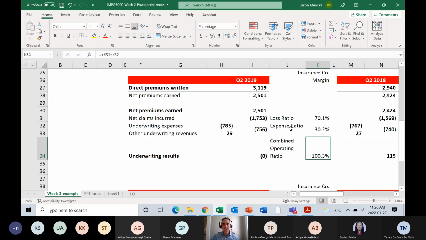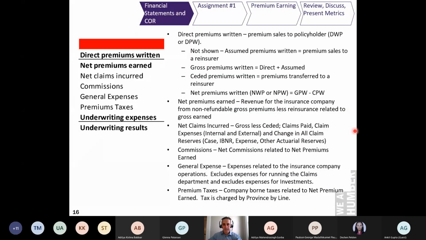Hi, Professor Ankit here. I have a question. What components does the difference between the direct premiums written and the net premiums written include? Okay, the difference between direct premiums written and net premiums. That's right on our slide, the next slide. Good question, because I'm intentionally showing you these two, not to trick you, but to highlight the fact that they are different.